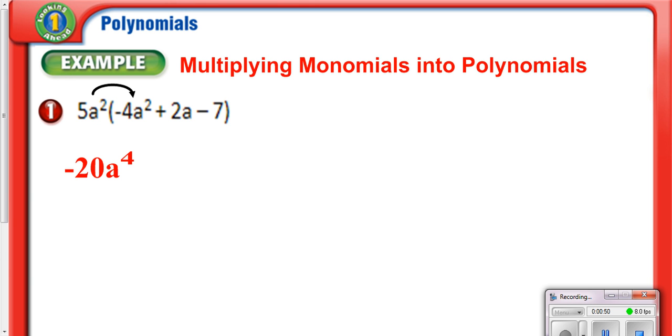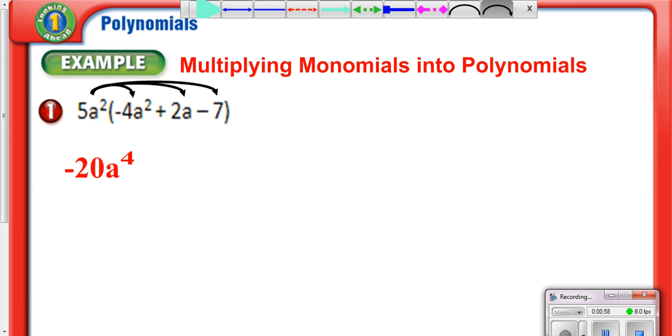Next, distribute 5a squared into 2a, and then distribute 5a squared into negative 7. So I just drew my arrows in to represent that I'm multiplying and distributing into each of those terms. And when we distribute 5a squared into 2a, we get 10a cubed, and 5a squared into negative 7, we get negative 35a squared.